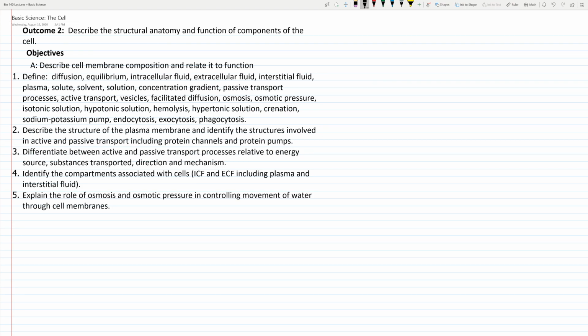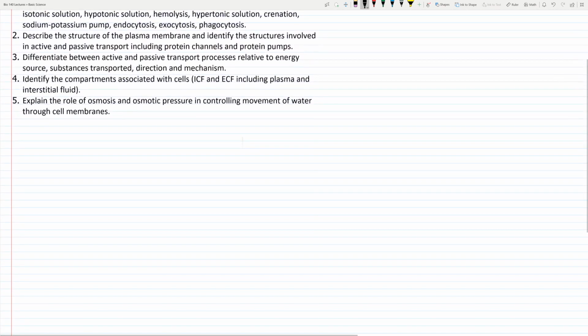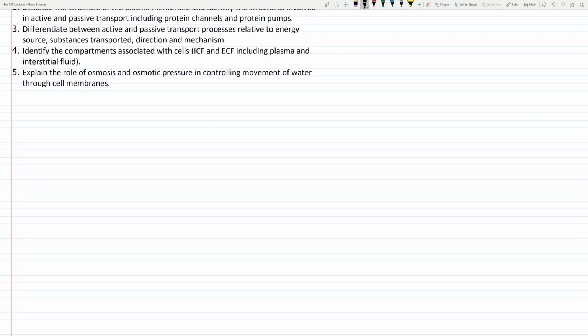Okay, identify the compartments associated with the cells, ICF and ECF, including the plasma and interstitial fluid. And then the role of osmosis and osmotic pressure controlling movement of water through the cell membranes. When I do that in passive and active transport, whatever. Anyway, we're not going to go through all of this in this one lecture. I'm just going to give a general overview of a cell first, and then we'll talk about the plasma membrane in a continuing lecture, because I don't want to put you through a 30-minute lecture just on this part of the cell.